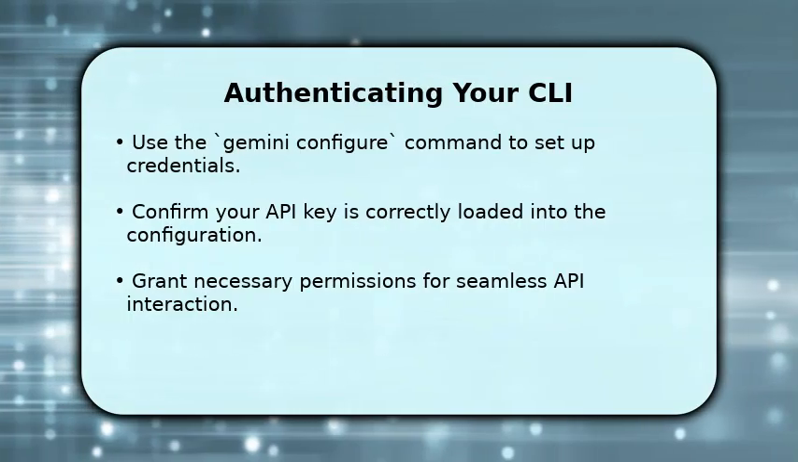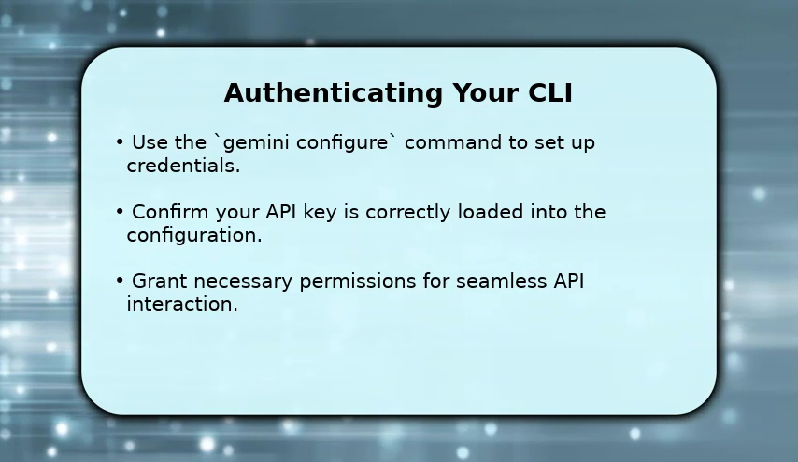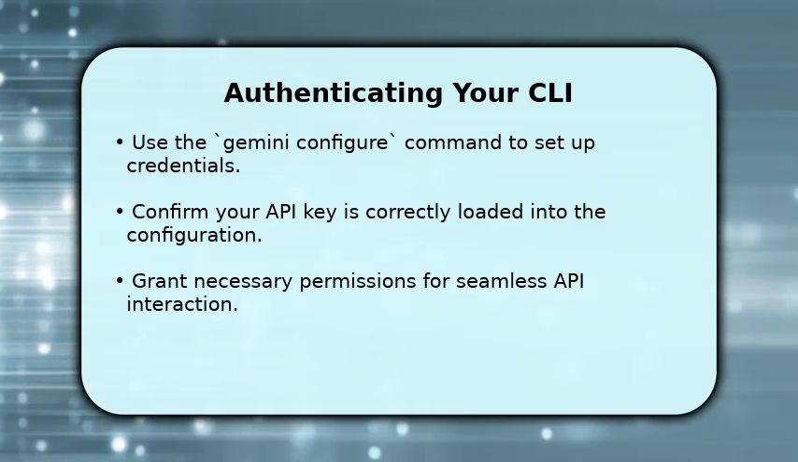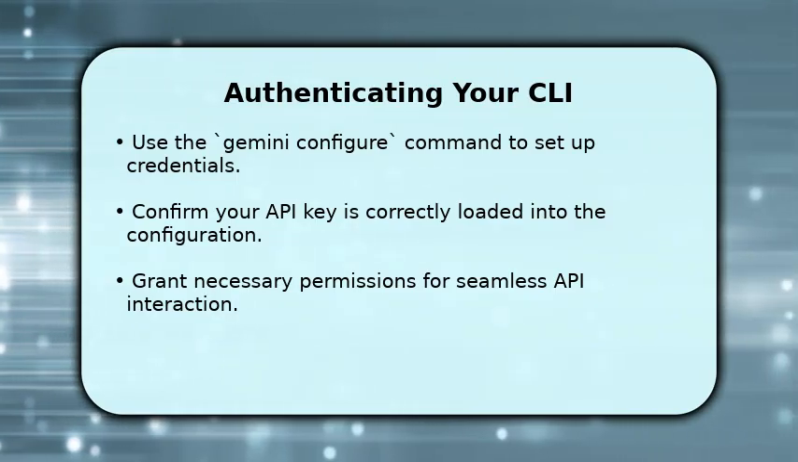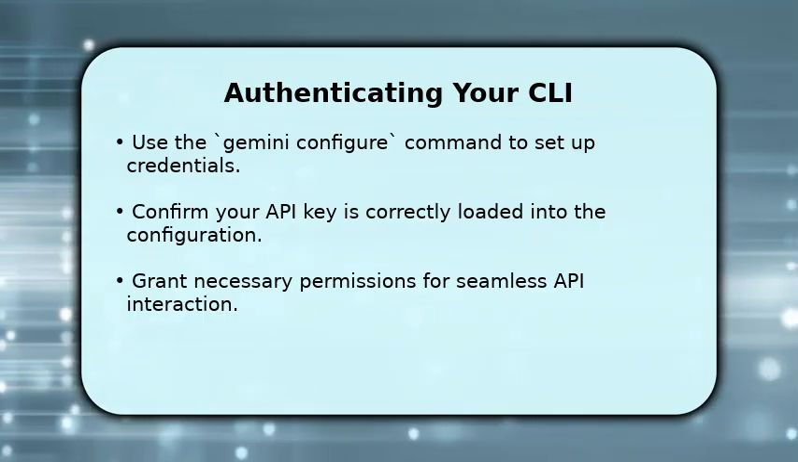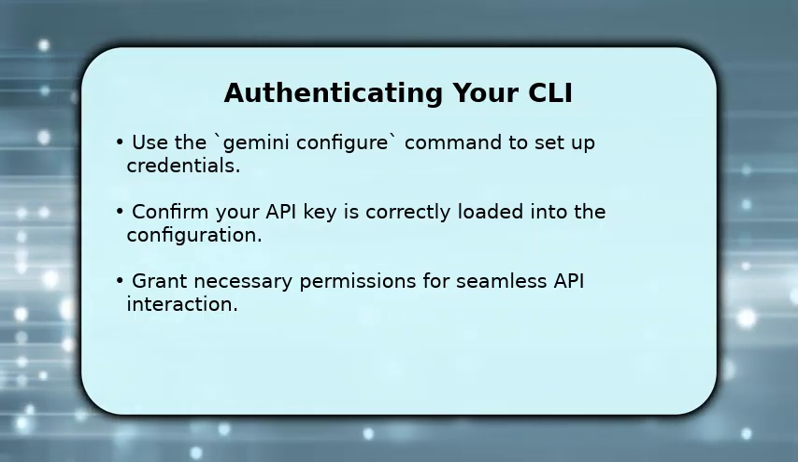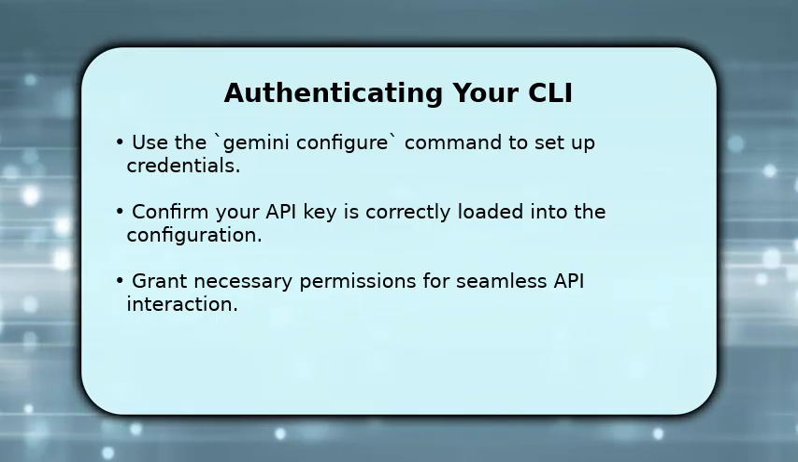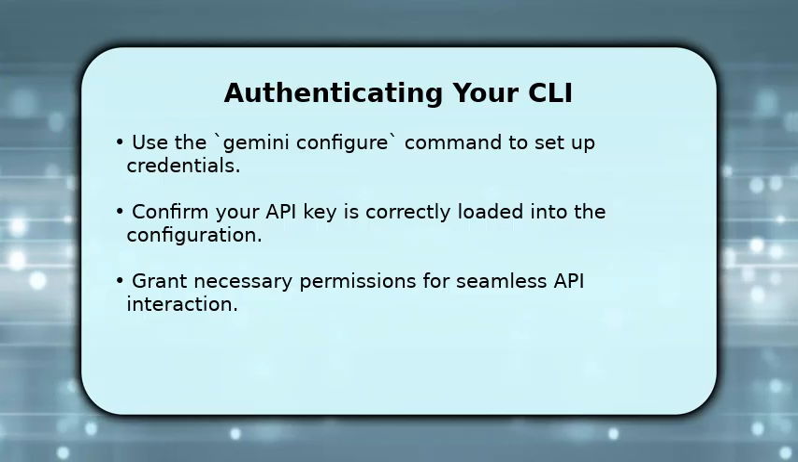Now that you have your API key, it's time to authenticate. Run the Gemini configure command in your terminal. This will guide you through linking your API key with the CLI. It's important to verify that your key is correctly recognized. This step ensures that the CLI has the proper access to interact with the Gemini models, allowing for smooth operation.